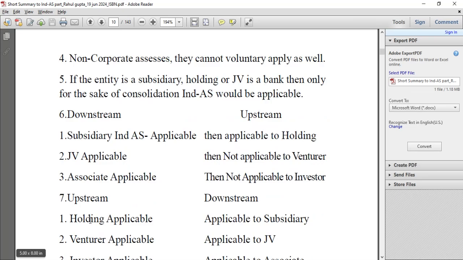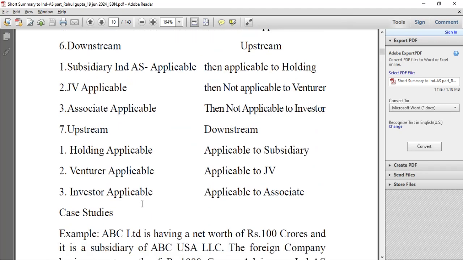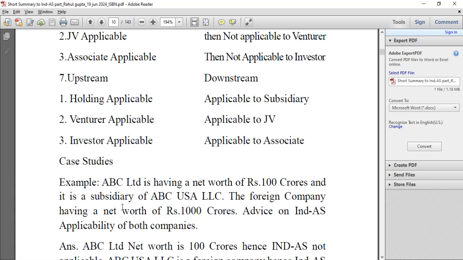Upstream and downstream: if it is applicable to the holding, it will be indirectly applicable to the subsidiary as well. If it is applicable to the venturer, it will be applicable to the JV as well. If it is applicable to the investor, it will be applicable to the associate as well. Now we'll be discussing different case studies.